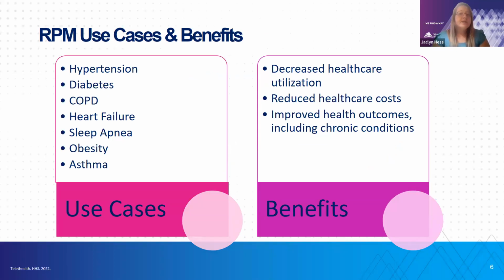So RPM has been used in a multitude of cardiovascular, endocrine, and pulmonary conditions, and some of the general benefits have included reduced healthcare utilization and costs, as well as improved health outcomes.